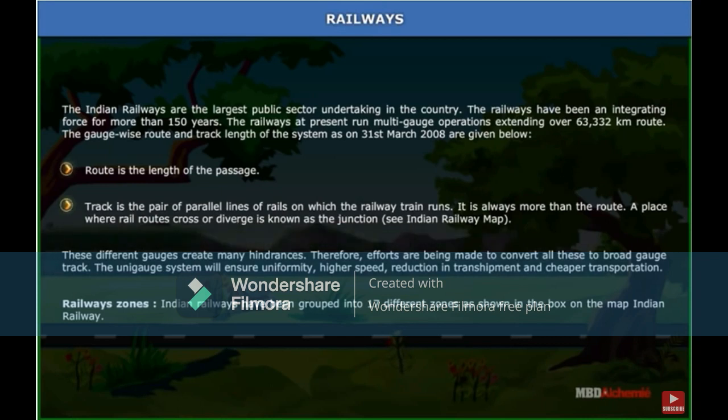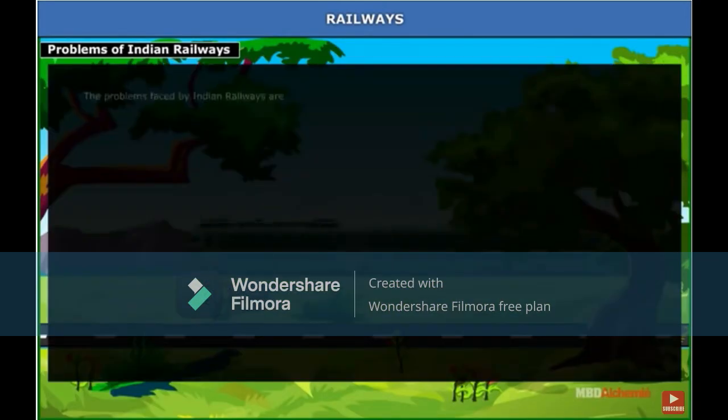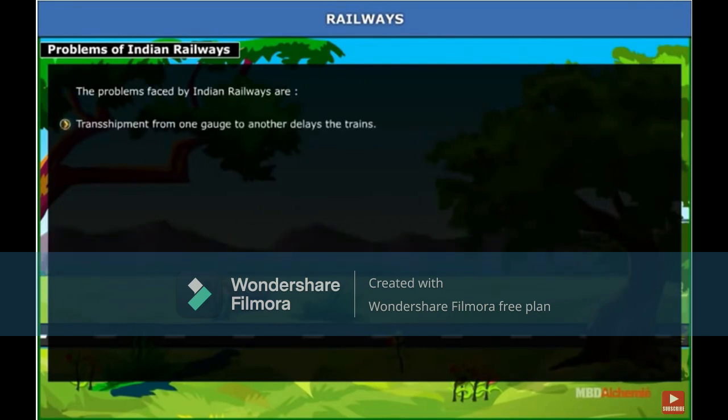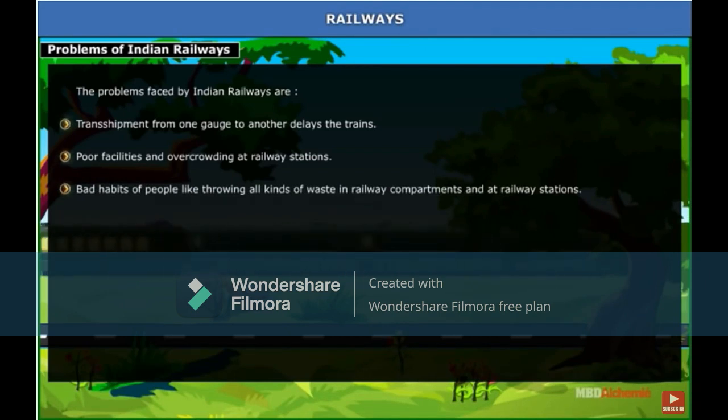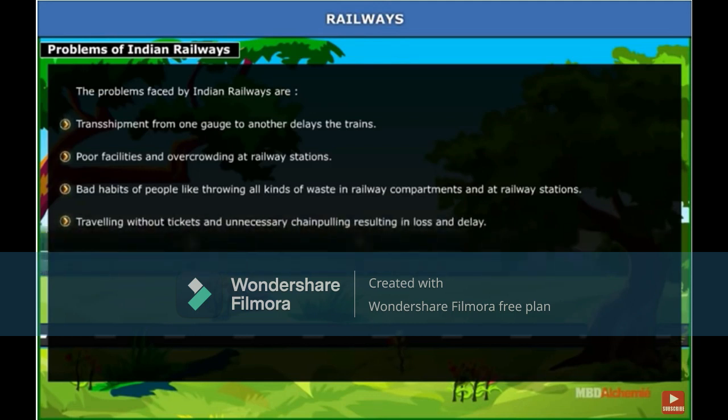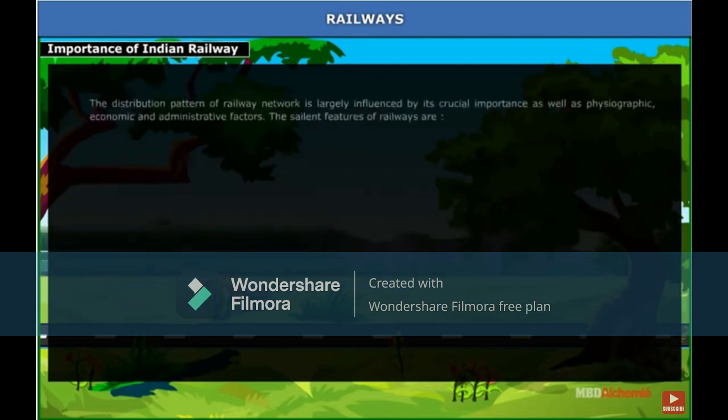Indian Railways. Railways. The problems faced by Indian Railways are transshipment from one gauge to other delays the trains, poor facilities and overcrowding at railway stations, bad habits of people like throwing all kinds of waste in railway compartments and at railway stations, ticketless travelling and unnecessary chain pulling resulting in loss and delay, thefts and damage to railway property.